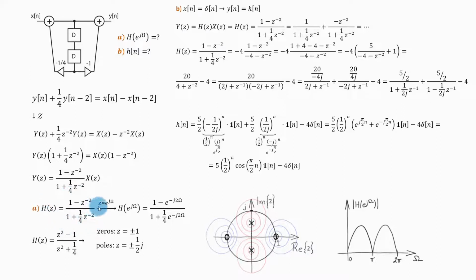Now when I substitute e to the j omega for z, I will get this frequency characteristic. If I want to sketch this frequency characteristic, I need to find where the zeros and poles of the transfer function are.